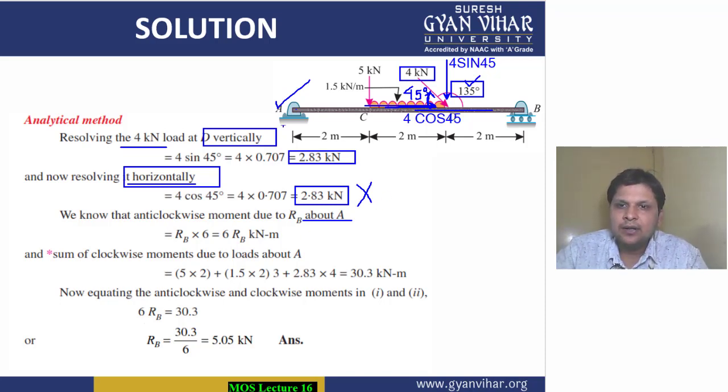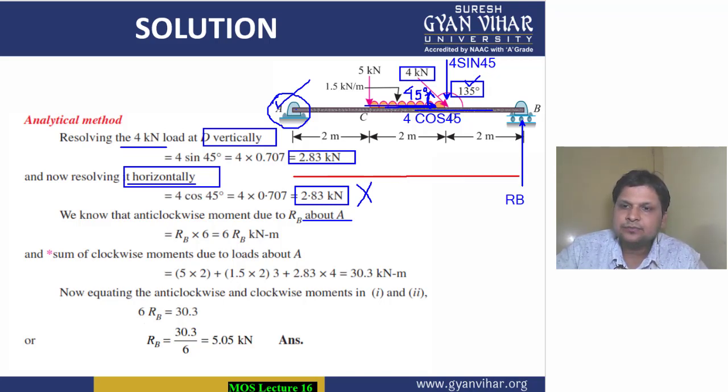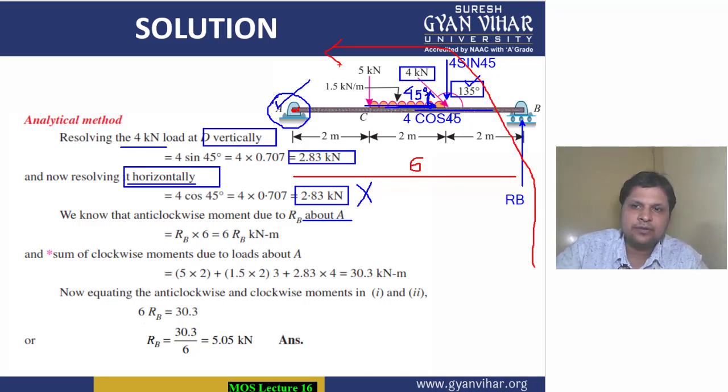Now, the moment about this point A due to the reaction force developing in this roller support will be only due to the vertical reaction force acting here. So the reaction is RB, and RB into this total distance from here to here, which is given as 6. So RB into 6 will be the moment about this point A, and its sense will be anti-clockwise.